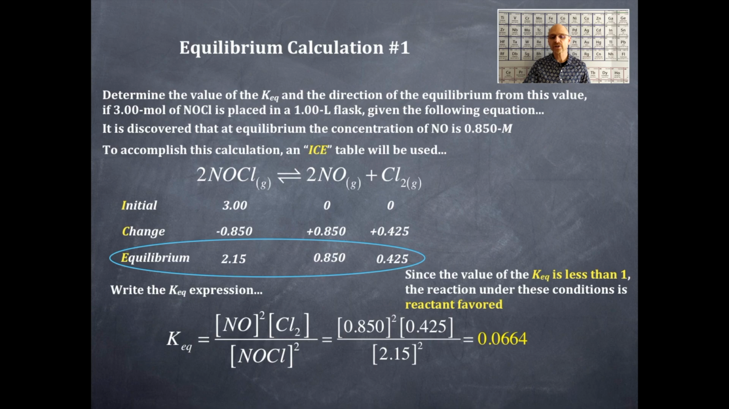This value of the Keq is less than 1. That means that under these conditions, this reaction is reactant favored. That is, the arrows lie to the left towards the reactants. The Keq value itself is a unitless number, so there are no units on the Keq. I normally have number, units, formula, but there are no units here, no formula as well. It's just a numeric value.